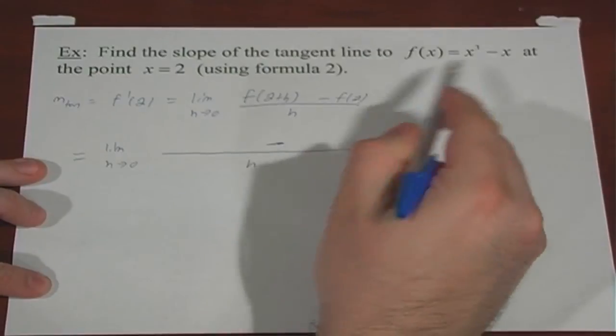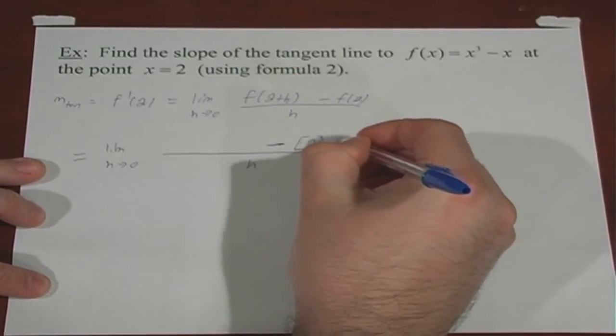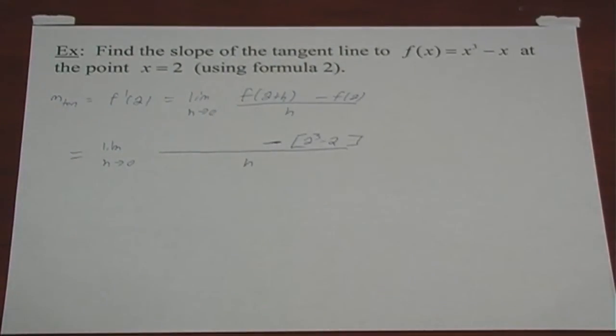f of 2 again means plug in 2 to the function there. So it's 2 cubed minus 2, which we did in the last problem. It was 6. But now what's this f of 2 plus h mean? Well, whatever's in the parentheses, you need to plug that into the function. So plug 2 plus h into the function.